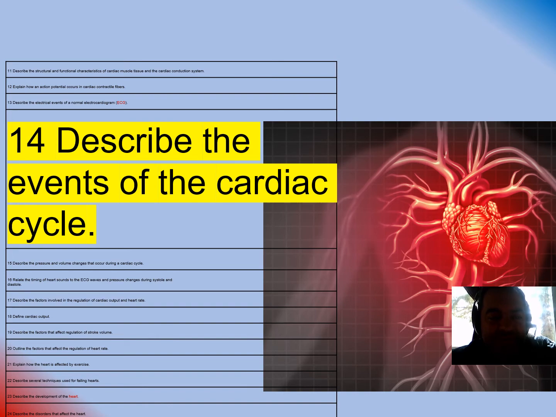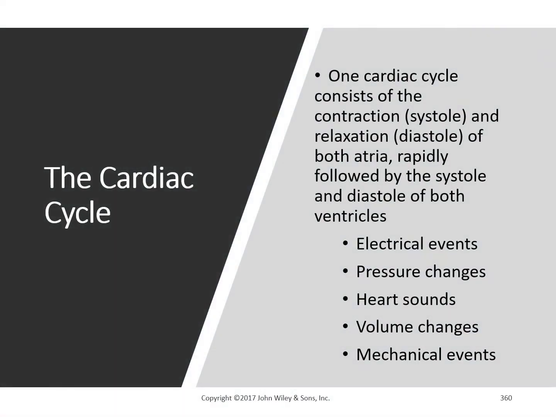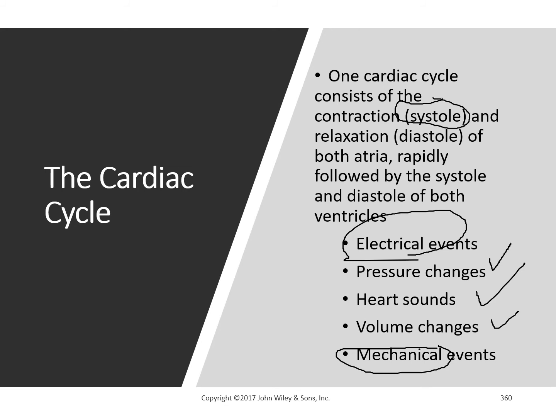Describe the events of the cardiac cycle. So I've been mentioning electrical events leading to mechanical events. But what happens is the electrical event causes contraction, which causes the pressure to go up. And then when the valves snap shut, that gives you a heart sound. And the volumes are going up and down, up and down. When it's contracting, it's called systole. When it's relaxing and filling, it's called diastole. Of the ventricles and the atria, they take turns filling and emptying, filling and emptying.